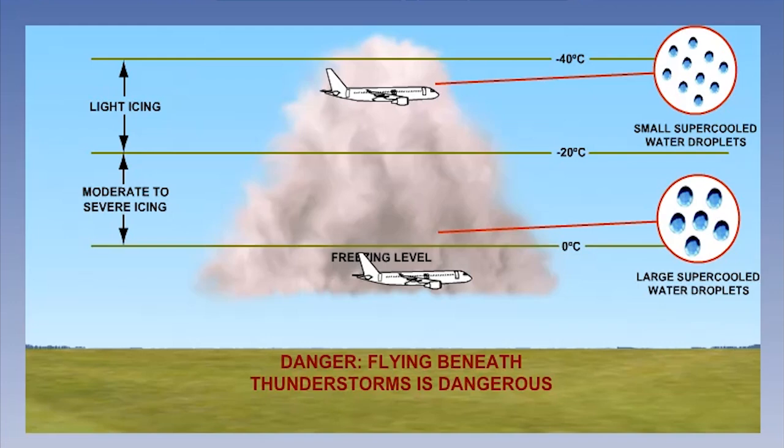Ensure you maintain clearance of terrain, but be careful when descending below convective cells because of other inherent dangers. The best course of action is to avoid flying through them altogether, not just because you are eliminating the icing risk, but because they are hazardous for many other reasons.